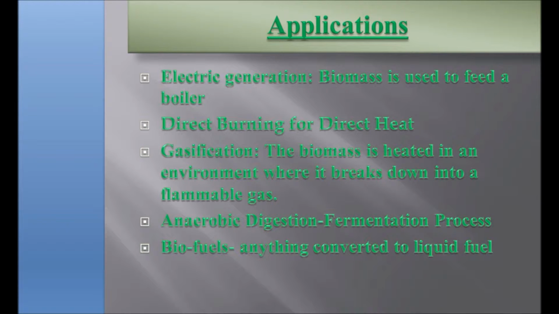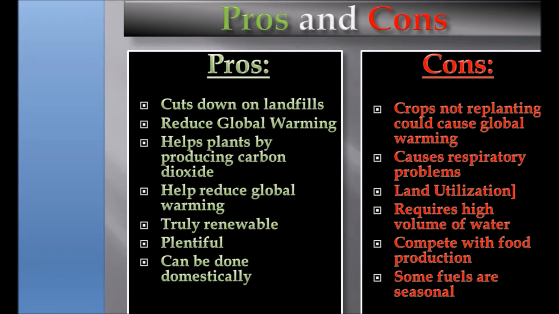Some of the pros and cons of biomass: recycling biomass for fuel and other uses cuts down on the need for landfills to hold garbage. Biomass energy reduces waste because it is burned. Using biomass can help reduce global warming when compared to fossil fuels like coal. So using biomass and replanting helps close the carbon dioxide cycle.